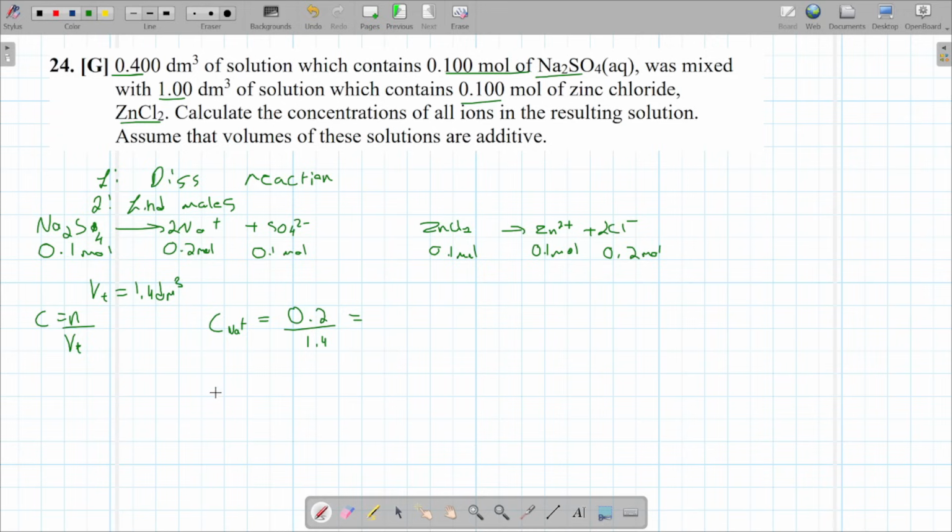Then the concentration of SO4 2 minus is the moles of SO4, which is 0.1, over the total volume, 1.4. The concentration of Zn2 plus is the moles of Zn2 plus, which is 0.1, over the total volume, 1.4. Then the concentration of Cl minus is the moles of Cl, 0.2, over V total, 1.4.